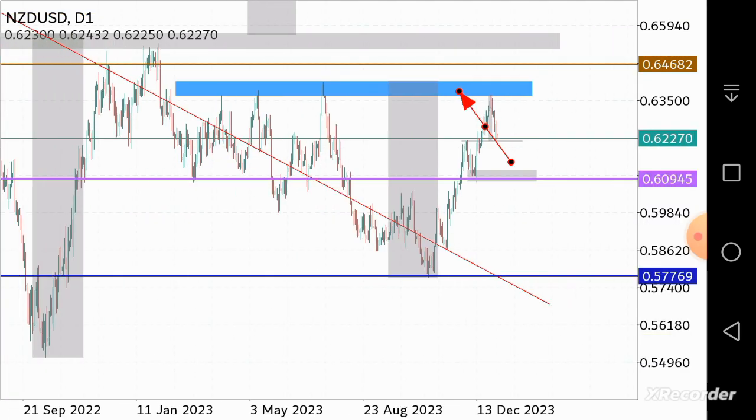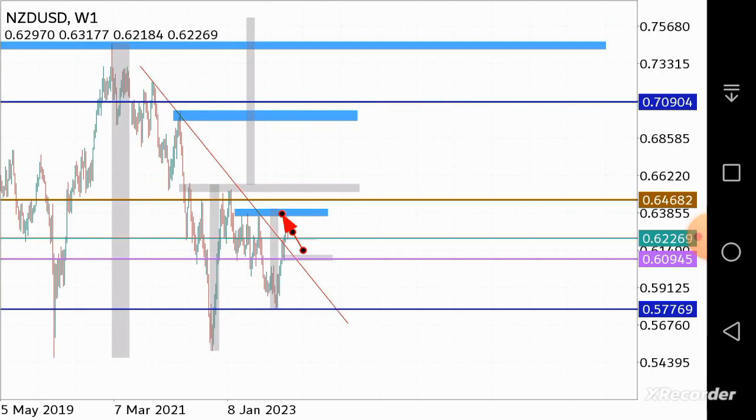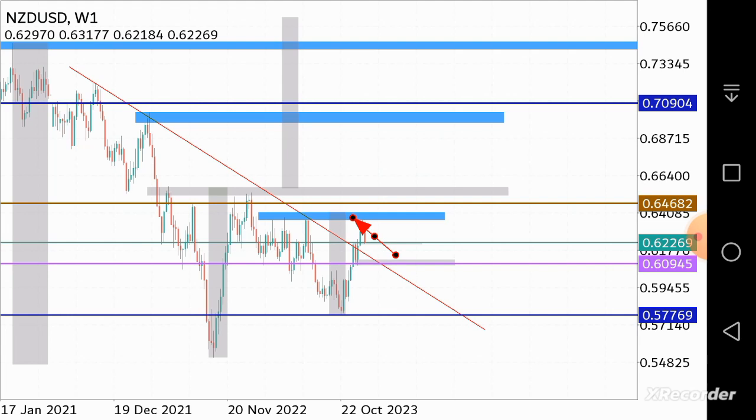So guys, I want to show you something on the weekly time frame. Okay, so on the weekly time frame, guys, we had this downward trend, right?